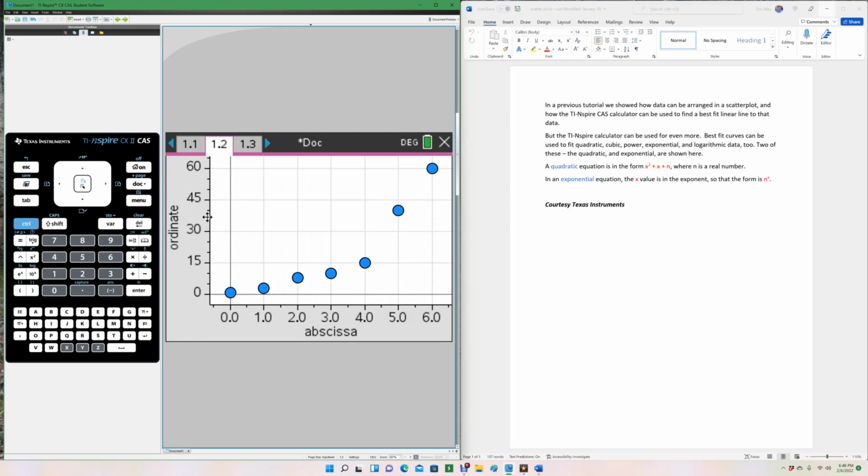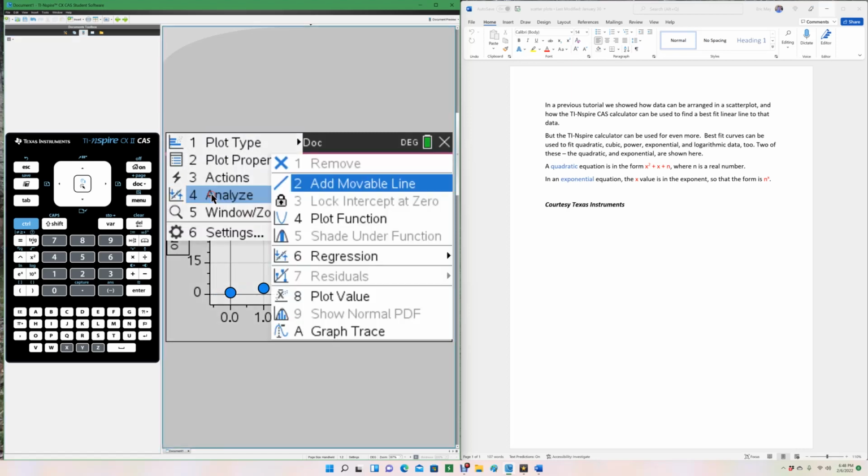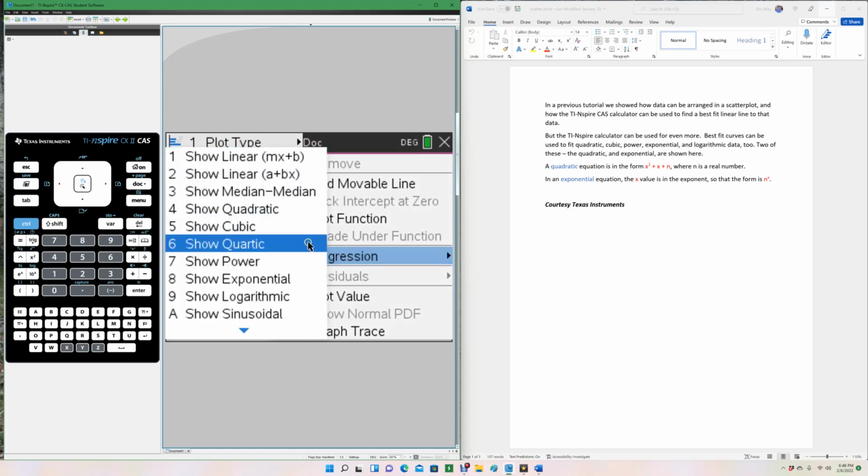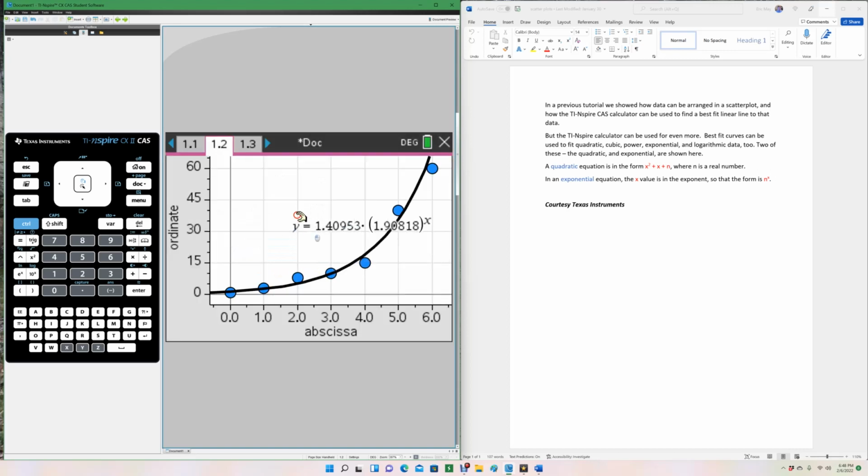And there's our data, and we're going to fit a line to it by going to Menu, Analyze, Regression, and this time we're going to say Show Exponential. And there it is. Y equals 1.409 times 1.90 to the x power. You can see that line fits pretty well. So your Texas Instruments Nspire calculator can be used very easily to make best fit lines of pretty much any equation you would want to check.